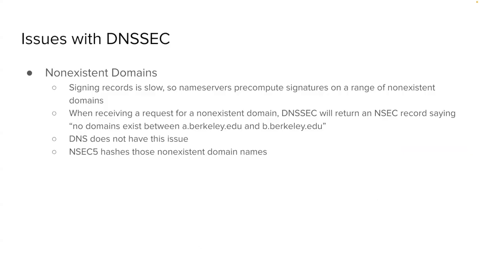One thing with DNSSEC is something called non-existent domains. And the problem with that is when you sign records, that's kind of slow because you're computing an encryption hash on top of it, right? So what you do is you pre-compute signatures on a range of domains that don't exist. So if you query a server like fake.berkeley.edu, it doesn't have to make a new signature and compute that. It just says, this is the range that doesn't exist, and here's my signature that I've done offline, right? So the NSEC record says there's no domain between these ranges, as you can see here, between A and B, right?